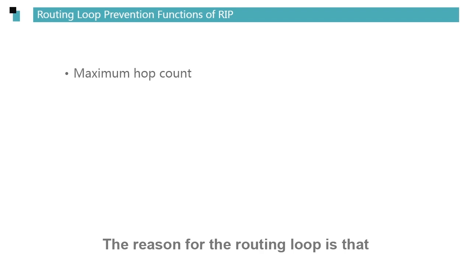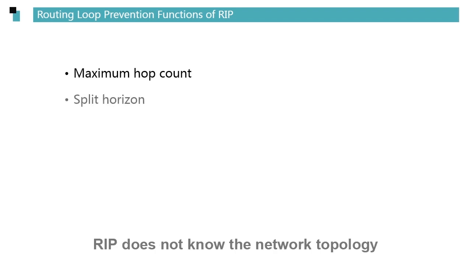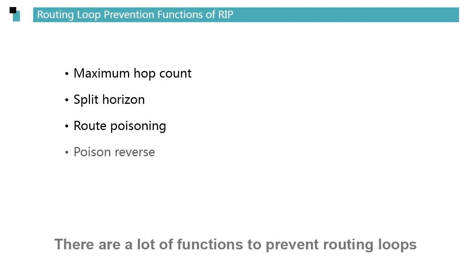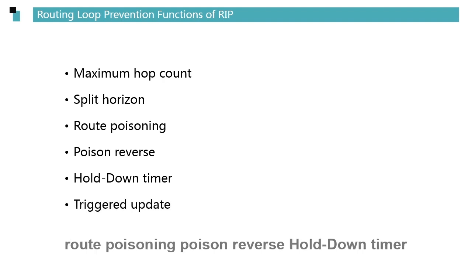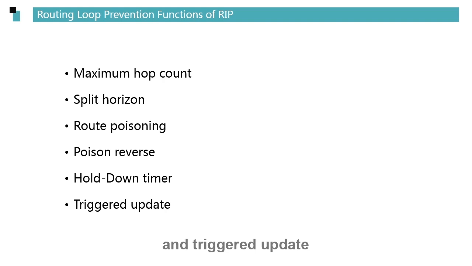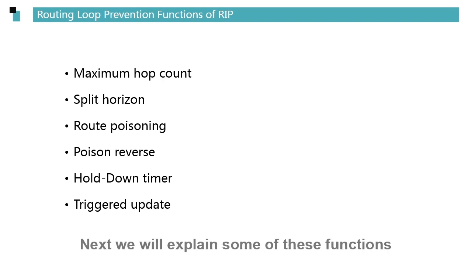The reason for the routing loop is that RIP does not know the network topology. There are a lot of functions to prevent routing loops, including the maximum hop count, split horizon, route poisoning, poison reverse, hold-down timer, and triggered update. Next, we will explain some of these functions.